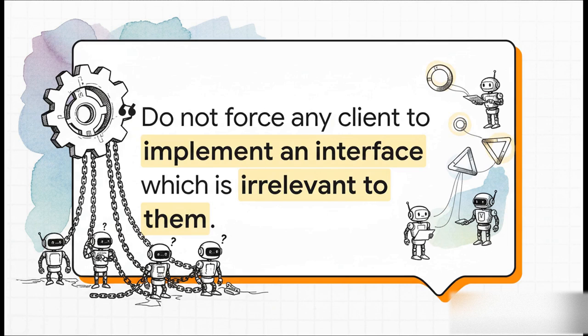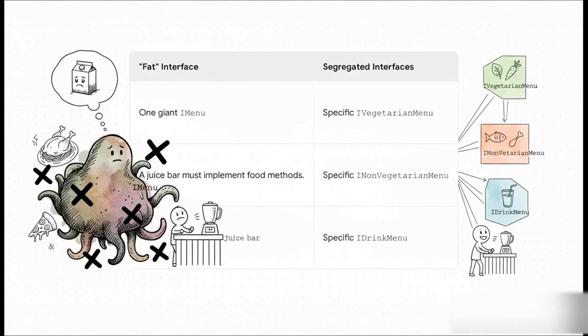And that's the core rule right there. Our code, our clients, shouldn't be forced to depend on methods they don't use. It is so much better to have many small, specific interfaces than one big, clunky, general-purpose one. So instead of one fat interface, we just segregate it. We split it up into smaller, more specific ones. A juice bar class only needs to know about the drink menu. It doesn't care about the food. This whole approach keeps our system clean and makes sure our classes aren't burdened with things they just don't need.